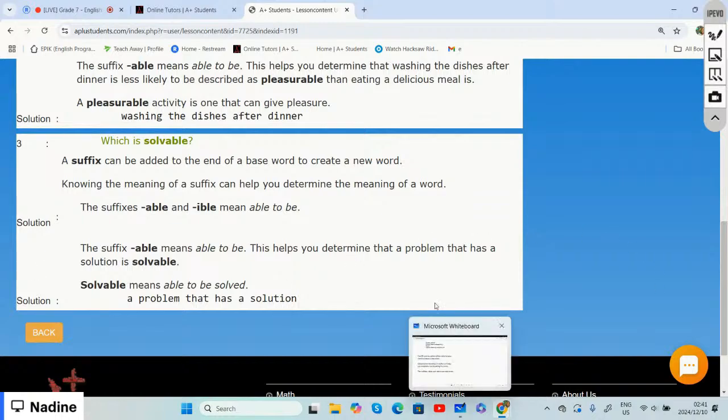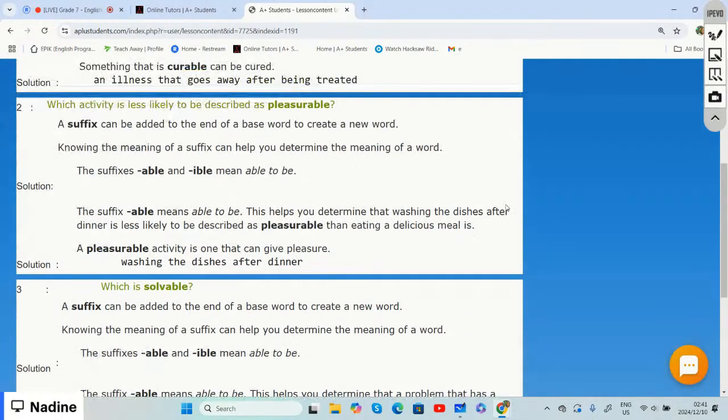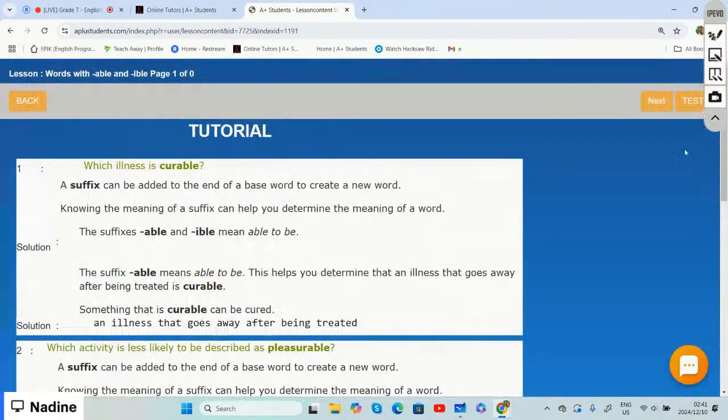All right. And remember, something that is solvable means that you're able to solve something, starting from a disagreement, something that someone took from you, as long as you are able to solve it or to fix it. All right. So now we're going to our test.